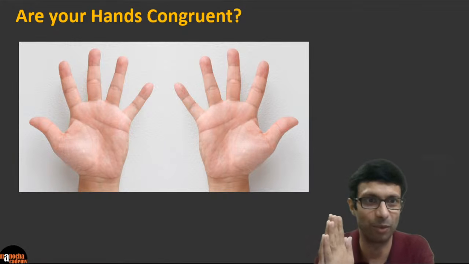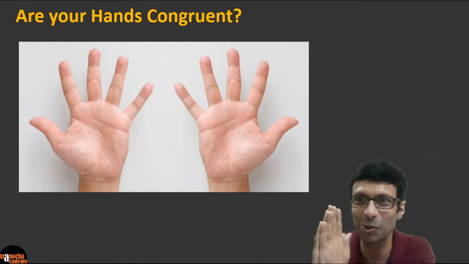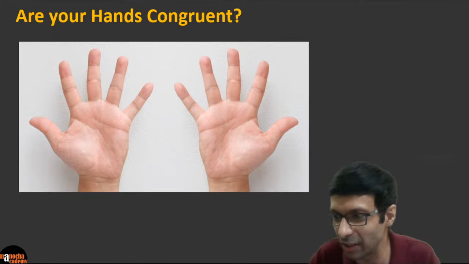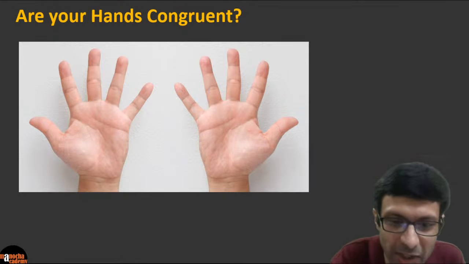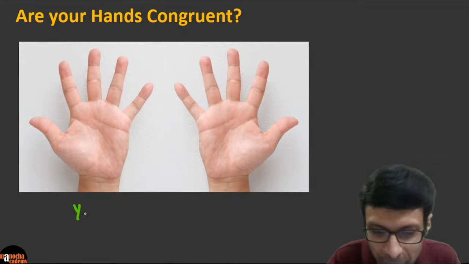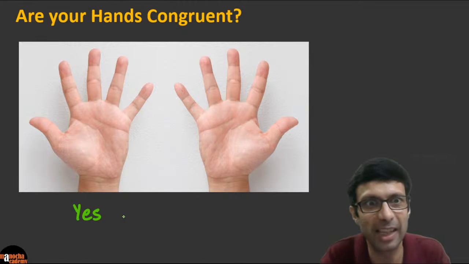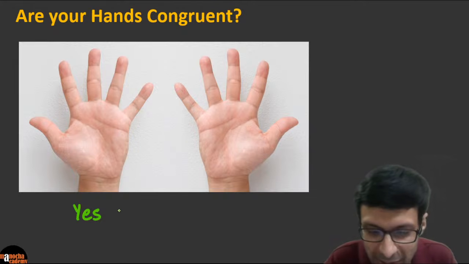But if you take your two hands, they're the same shape and same size, and when you fold them, it's like you're doing namaste, right? When you fold them, they are exactly overlapping. Excellent, guys. So our hands are definitely congruent because same shape. Remember the key point, same shape, same size. Yes, hands are congruent.